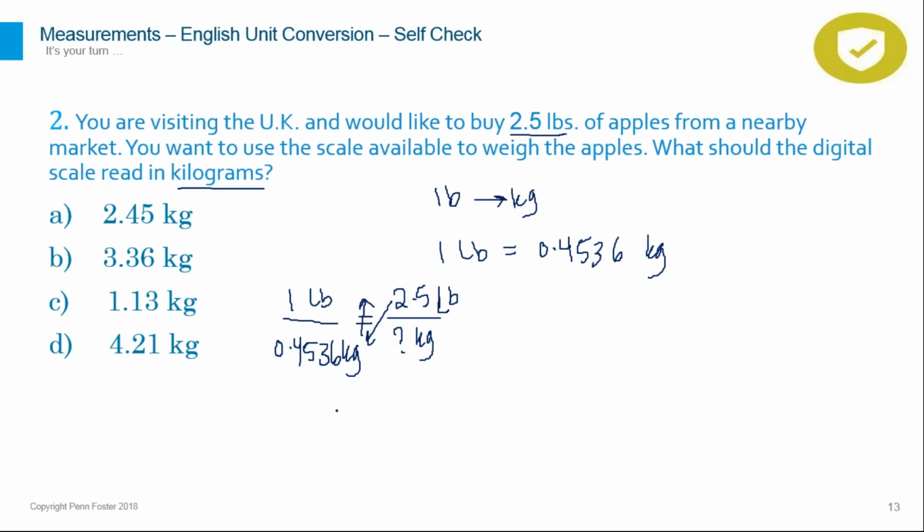2.5 pounds. Let me make sure of the calculations. 2.5 times 0.4536 equals 1.134 kilograms, or you can just say, let's round it, it's 1.13 kilograms. So the answer in this case would be C. If you see that reading on the scale, it means that you have 2.5 pounds of apples.